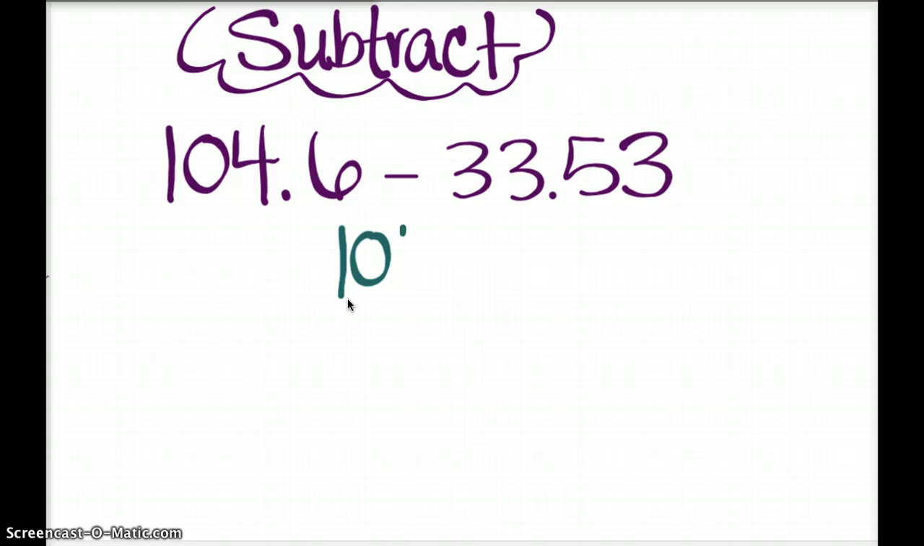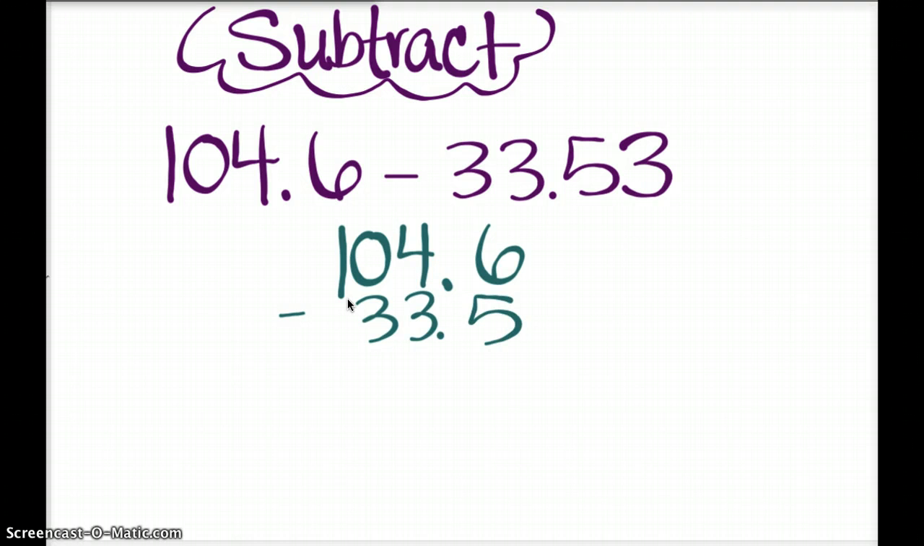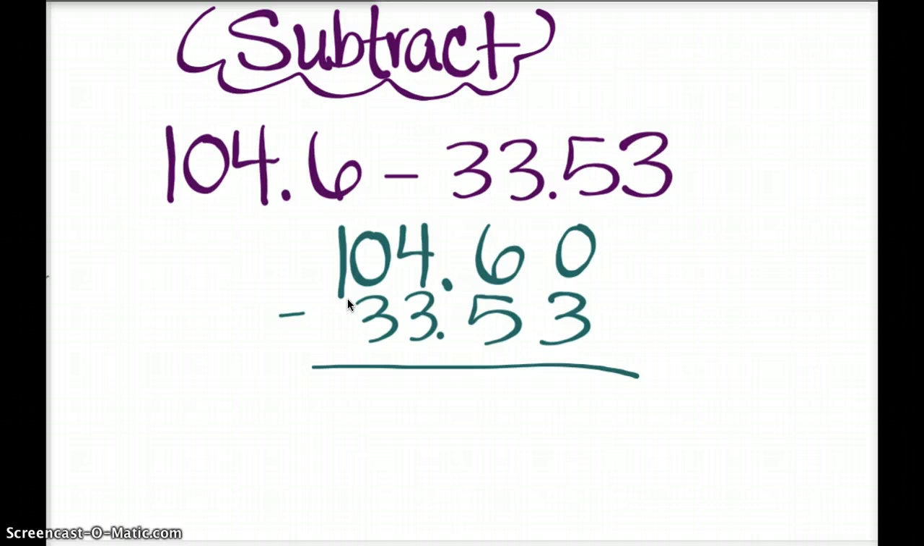So we have 104 and 6/10 minus 33 and 53 hundredths. Now there's a blank spot. That doesn't mean you get to ignore it. What do you have to put there? 0. 0, right? You can't do 0 minus 3. 0 minus 3 is not 3. So you have to borrow.